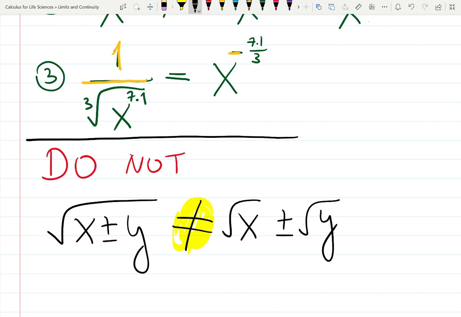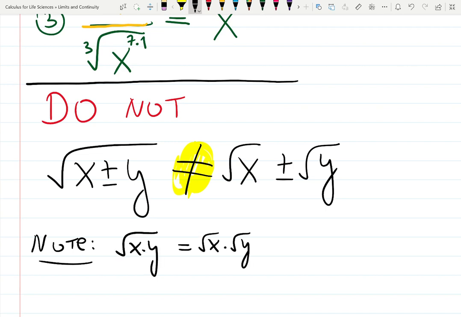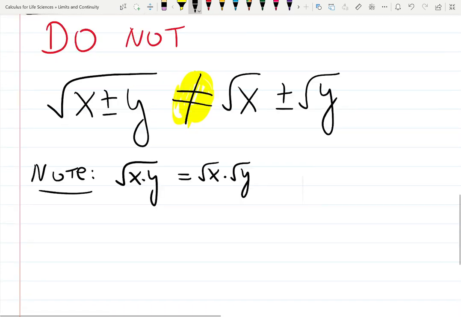You can break them only when they are multiplied. So, yes, you can do that if you have x times y. Then it's the square root of x times square root of y. So that's the thing. Products and quotients are easier to work with versus sums and differences. One more thing is with parentheses.